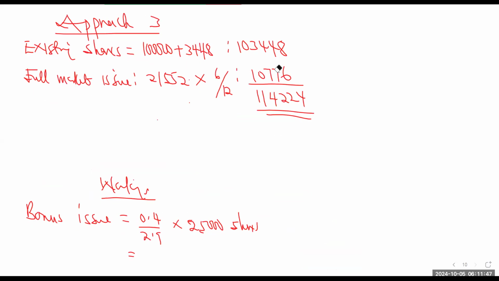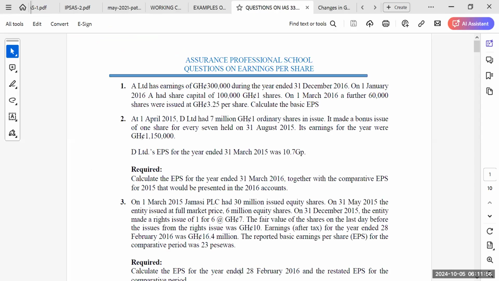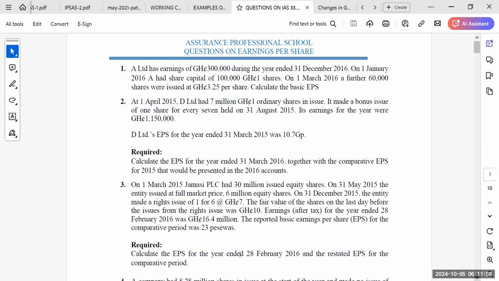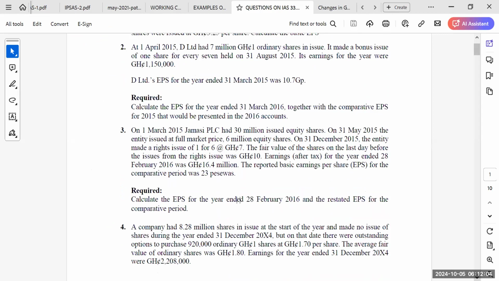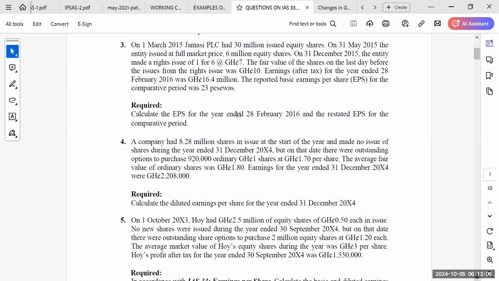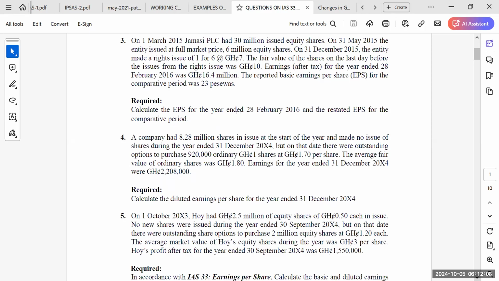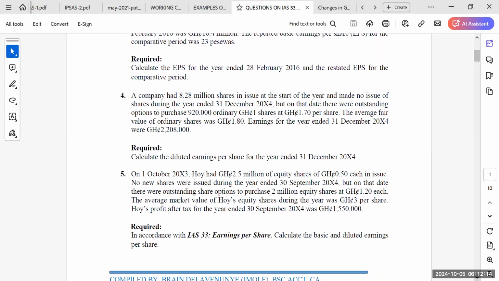Okay, so this is 3 ways of doing this. You can pick the one that you like. Please, let's pick one question on the right issue, how we go about it. Okay, the right issue also we restate. Okay, why do we restate? Because the right issue is having a bonus issue element over there. Okay, so we look at how to go about that. Okay, that is not a bonus issue.